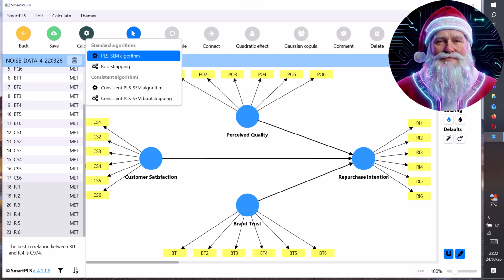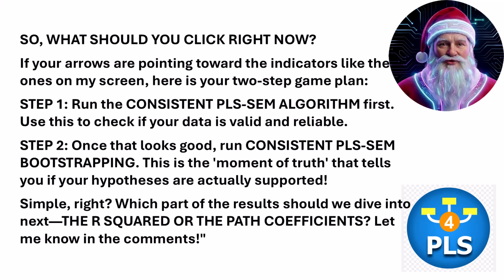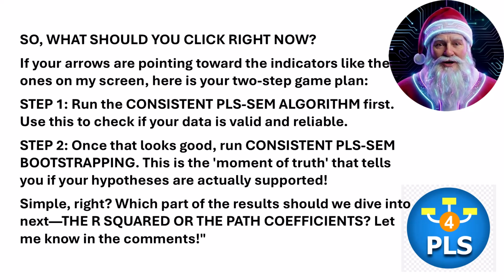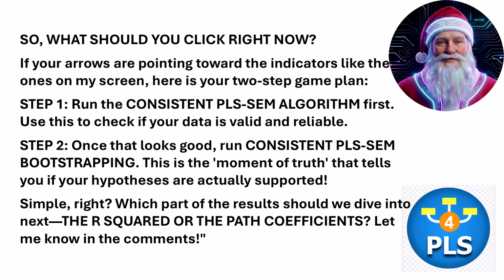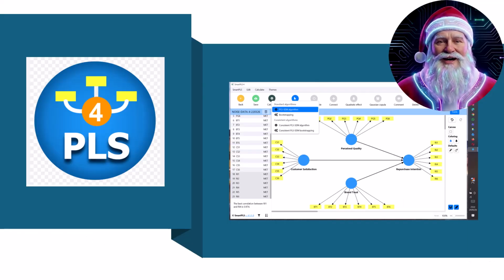If your model looks like mine, you'll want to start by running the consistent PLS-SEM algorithm first. Use this stage to make sure your data is actually reliable and valid, basically checking if your questions are doing their job. Once you're happy with that, it's time for the moment of truth. Switch over and run the consistent PLS-SEM bootstrapping. This is the final step that tells you if your horizontal arrows, your actual hypotheses, are statistically supported. It's the difference between saying, I think there's a relationship here, and the data proves it.